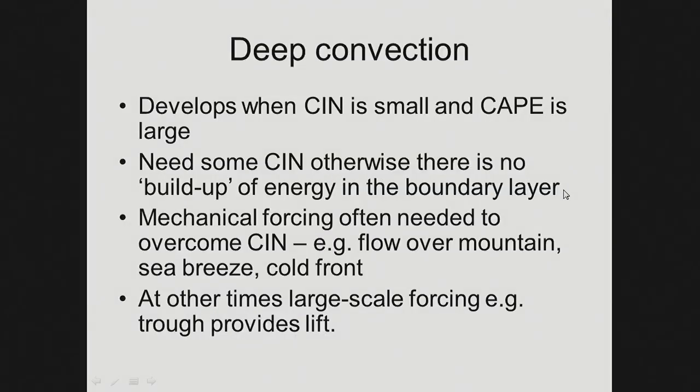That's energy. So deep convection develops when you've got small amounts of CIN and large amounts of CAPE. You need some CIN, otherwise there's no buildup of energy in the boundary layer, and you often need mechanical forcing to overcome the CIN.